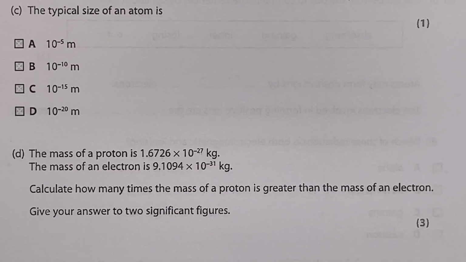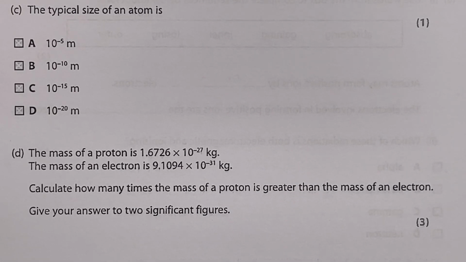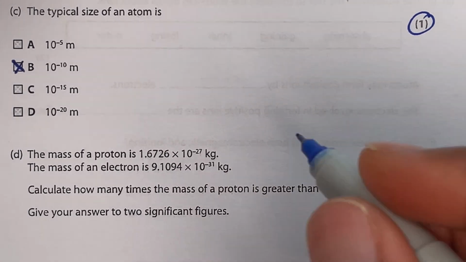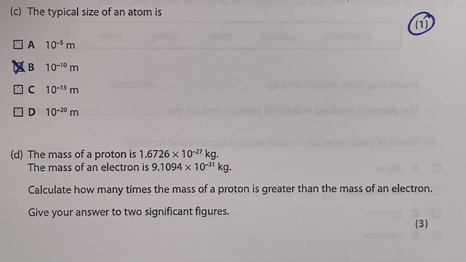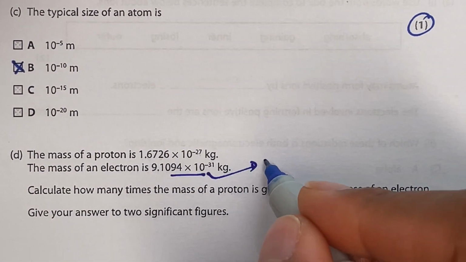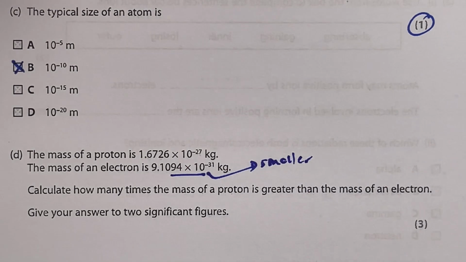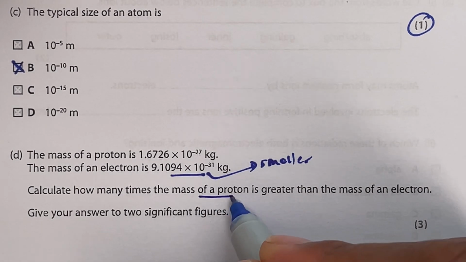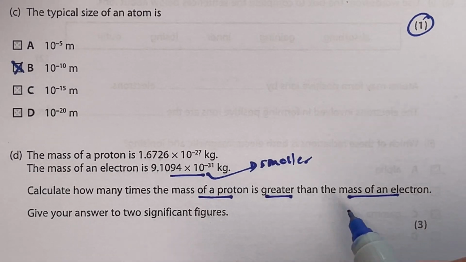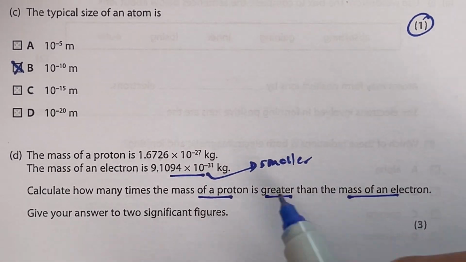The typical size of an atom is 10 to the power of minus 10. The mass of a proton is 1.6726 times 10 to the power of minus 27 kilogram. The mass of an electron is 9.1094 times 10 to the power of minus 31. So this is smaller, way smaller. Calculate how many times the mass of the proton is greater than the mass of the electron. So it's asking me how many electrons can fit inside the proton.